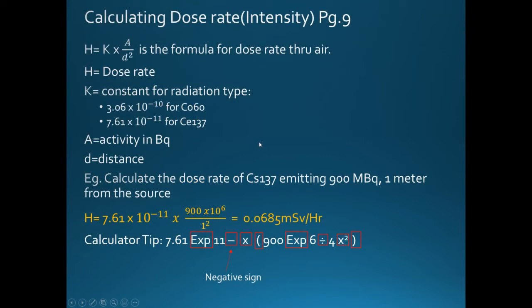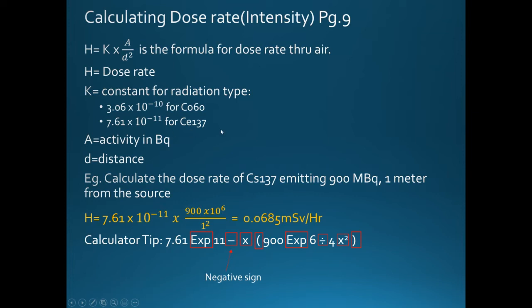Okay, so let's look at an example of dose rate, and you might want to pull out your calculator for this and get onto page 9 in your ILM if you have it handy, because the calculator button procedure can be a little bit hairy scary. So it's a good idea to walk through it while I'm here so that you can get the right answers. All right, so let's see what we got here. We're using the formula. We know what the variables mean by definition, except for this constant for different types of radiation. Lucky for us, we're only going to deal with two throughout the whole ILM. They are cobalt-60 and cesium-137. These are their constants, 3.06 times 10 to the negative 10 and 7.61 times 10 to the negative 11. Generally, these will be given to you in any question that requires them.